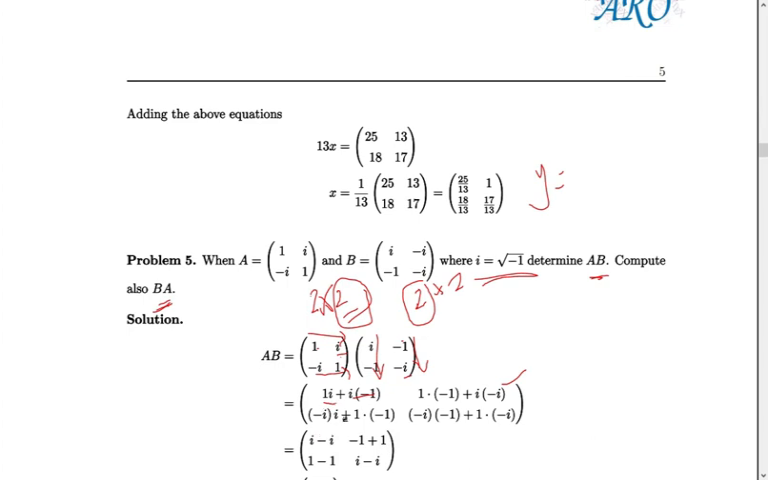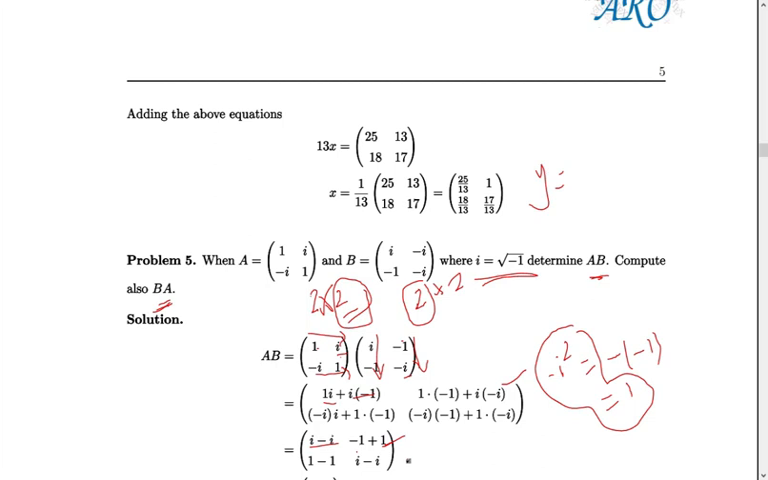So 1 into i is i, minus i. And 1 into minus 1 is minus 1, then i into minus i is minus i squared. The value of i squared is minus 1, so minus i squared is minus 1 into minus 1, which equals 1. Another one, minus i into i, is the same value, equal to 1. Here 1 into minus 1 is equal to minus 1. Here minus i into minus 1 means plus i.